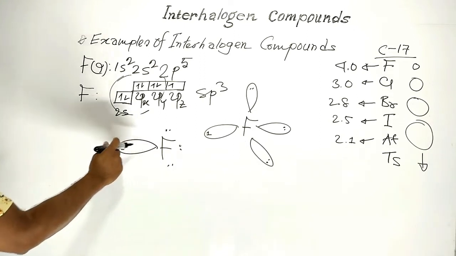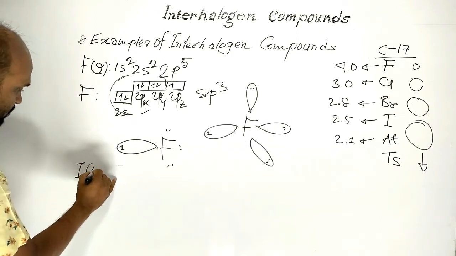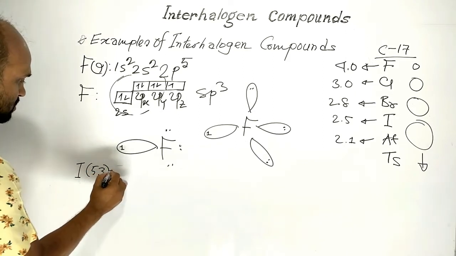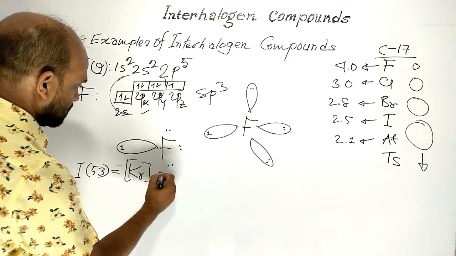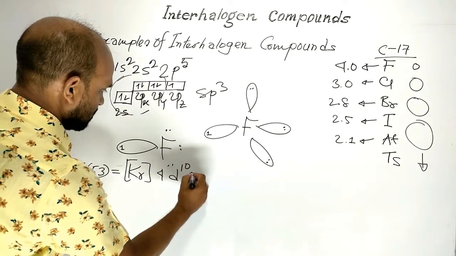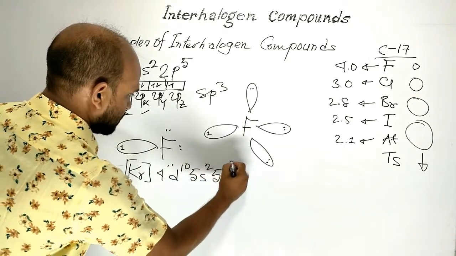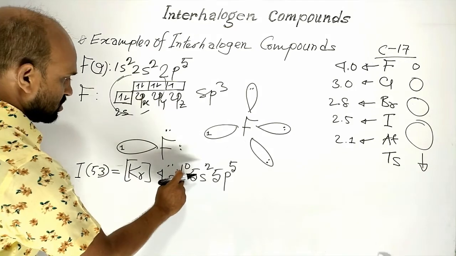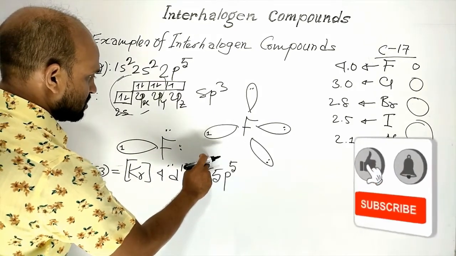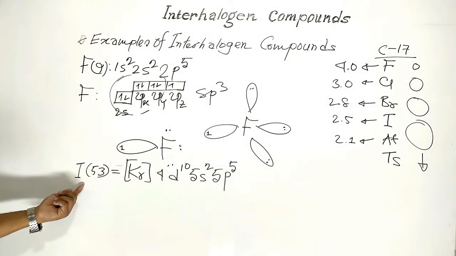Now let's see electronic configuration of iodine. Atomic number 53. Configuration is krypton, then 4d10, 5s2 and 5p5. Krypton 36, 46, 48 and 53. This is in short electronic configuration of iodine.